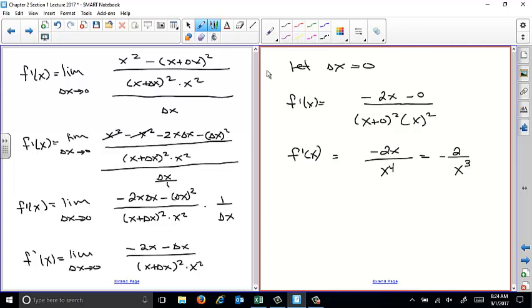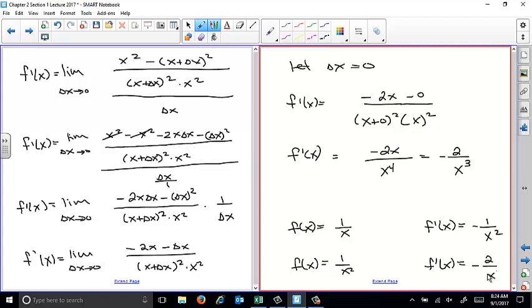Now let's just look at the previous problem. We had that if f of x equals 1 over x, the derivative was negative 1 over x squared. And right now we've said that if f of x equals 1 over x squared, the derivative is negative 2 over x cubed.